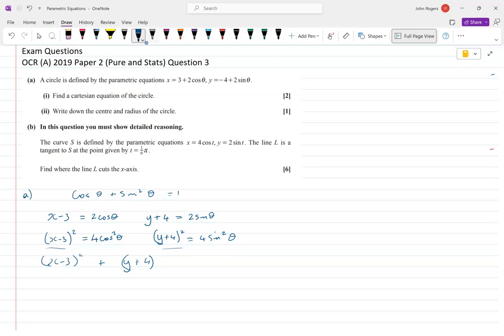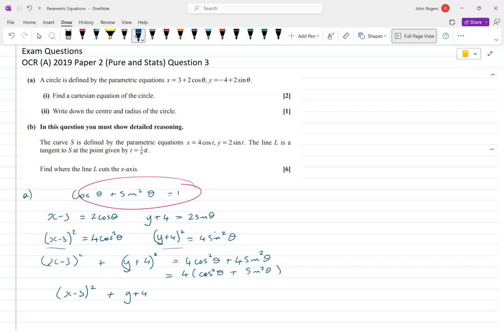is equal to 4 cos squared theta plus 4 sine squared theta, which we probably can see already is equal to 4, but I'll do this just in case. Oh, don't want a 4 there. And we can see that we know that sine squared theta plus cos squared theta is equal to 1, and we've got 1 there. So as I say, I'm hoping that most of us will recognise this as a circle, because we've seen this kind of thing before, equals 4.